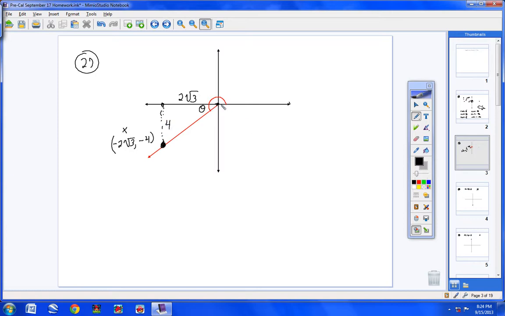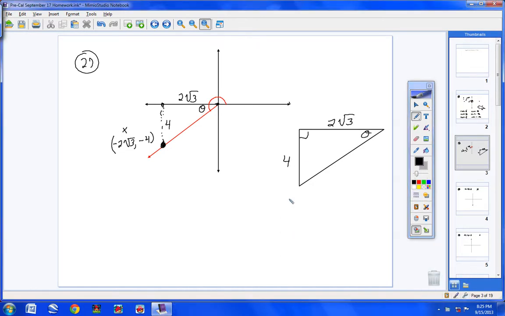So I've got a right triangle right here. Here's my right triangle right here. And here's theta right here. So all that I have to do is simply draw that right triangle right over here, and then go ahead and put theta right here like this, and then label this side 2 square root of 3, and label this side 4, and then find the hypotenuse using Pythagorean's theorem.